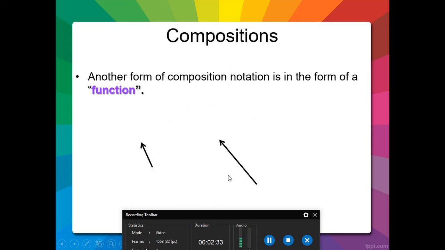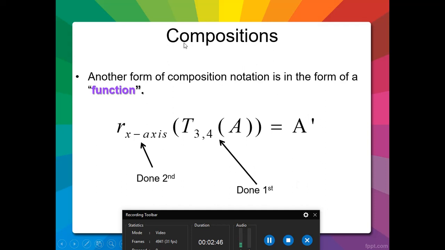Another form of function notation can be set up as a composition as well. We're still reflecting in the x-axis and translating 3, 4. But when we read this style, we start with the innermost set of parentheses. So they want me to take point A and translate it 3 units right, 4 units up. Once I have that prime image, then I'm going to reflect it in the x-axis. So we're working our way from the inside out.